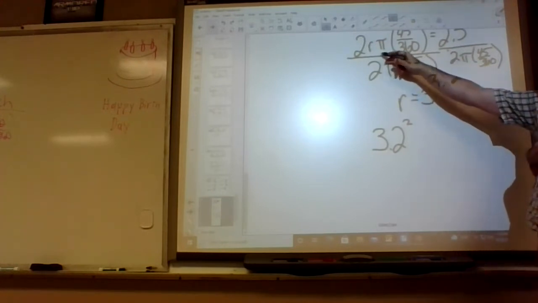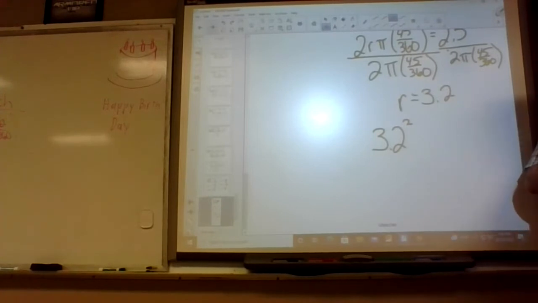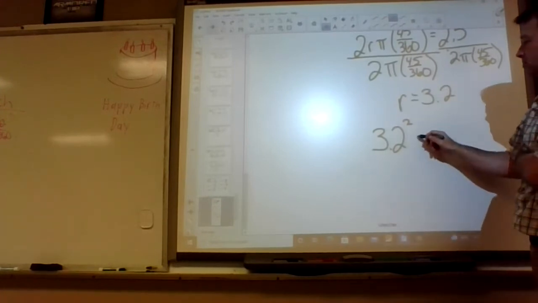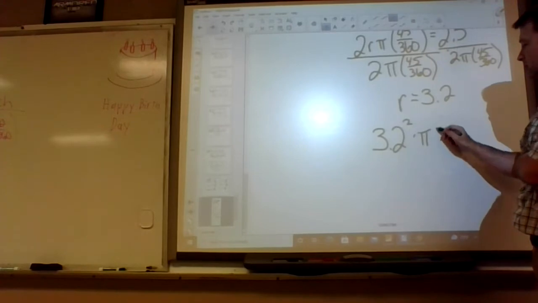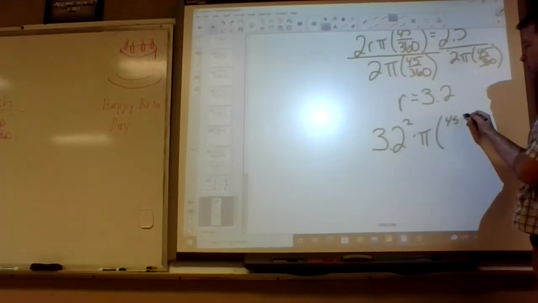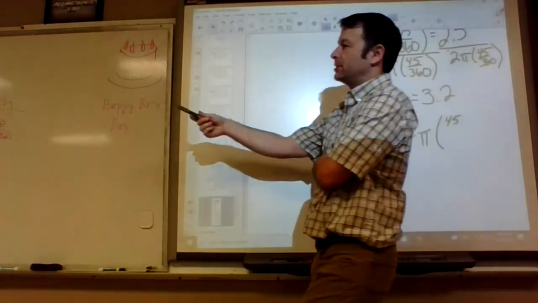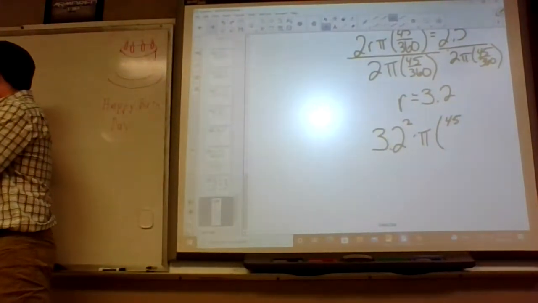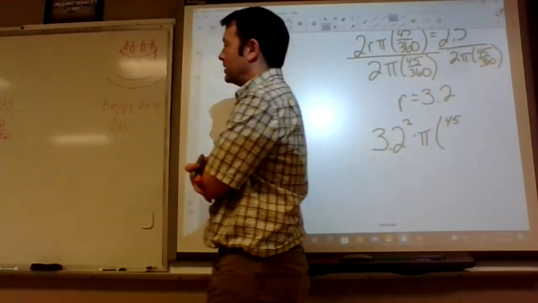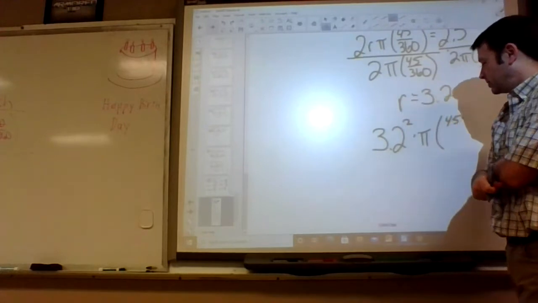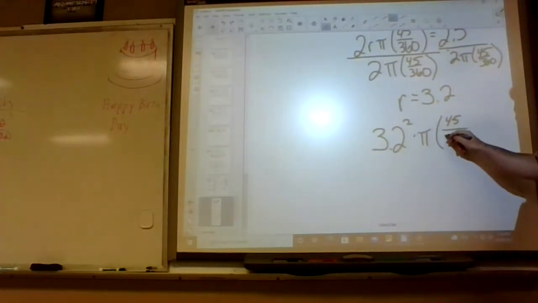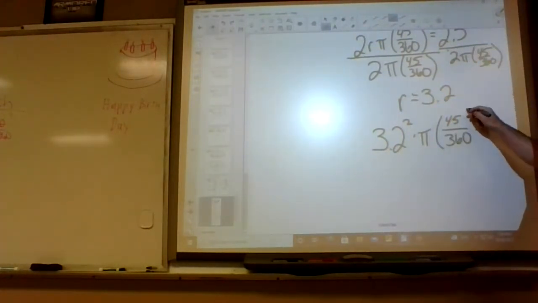You need to multiply it by 2 then. Why is it squared? I'm using the sector area. Do we want to find it in radians or degrees? Degrees, they gave us 45 degrees, so we're giving them degrees.